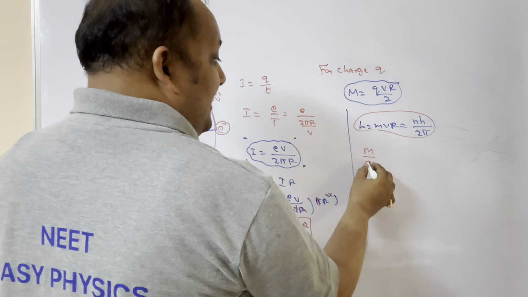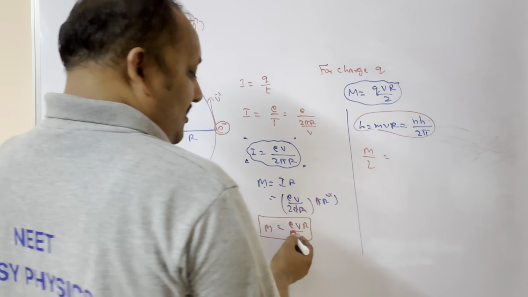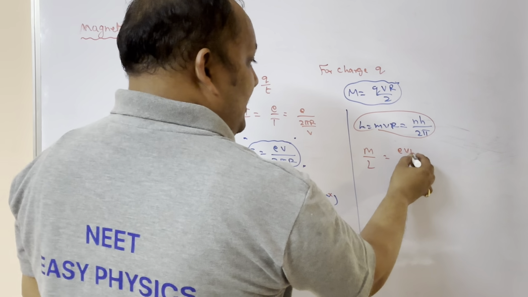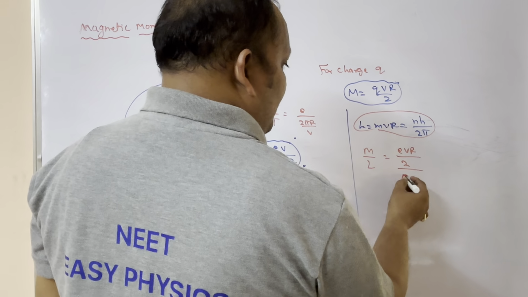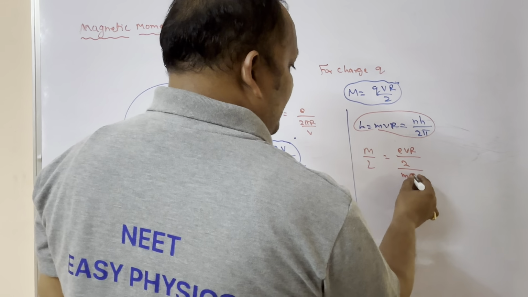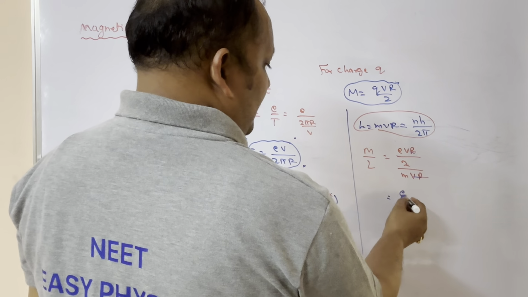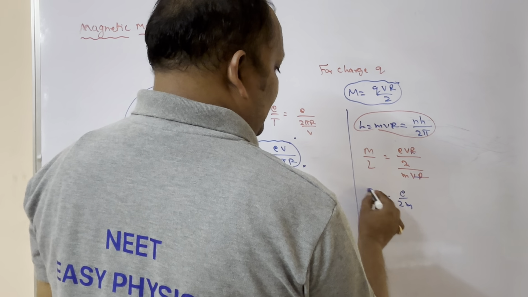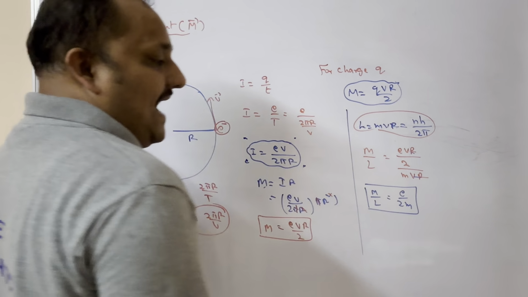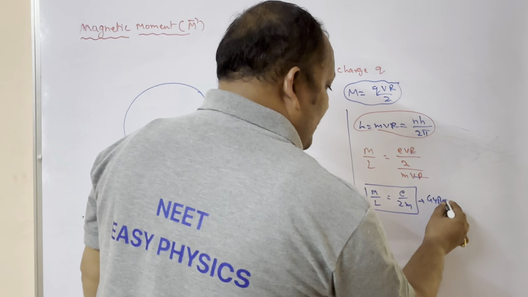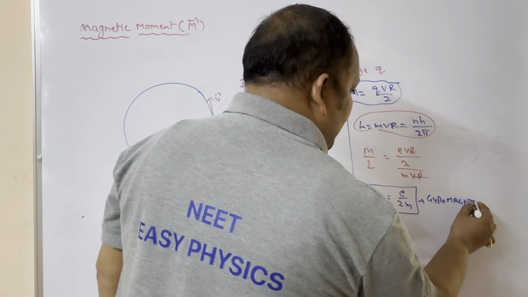Now, the ratio of magnetic moment to angular momentum of this revolving electron: evr by 2 divided by mvr. So vr will be cancelled, and we get e by 2m. This is the ratio of magnetic moment and angular momentum, which we call the gyromagnetic ratio. So e and m are constant, and if you substitute, this value is going to be constant.